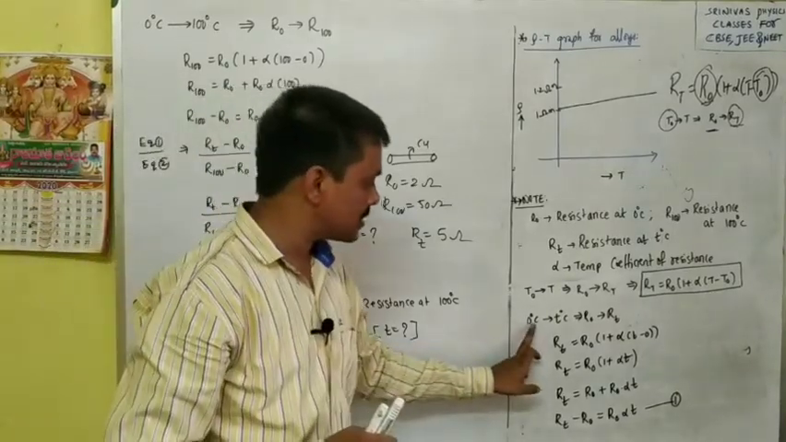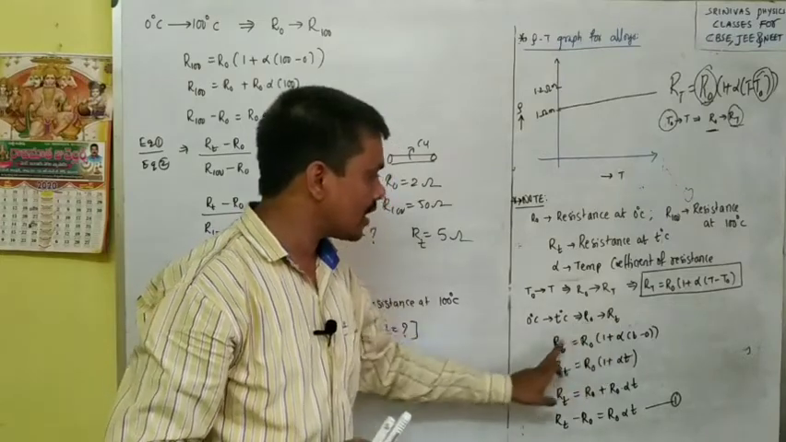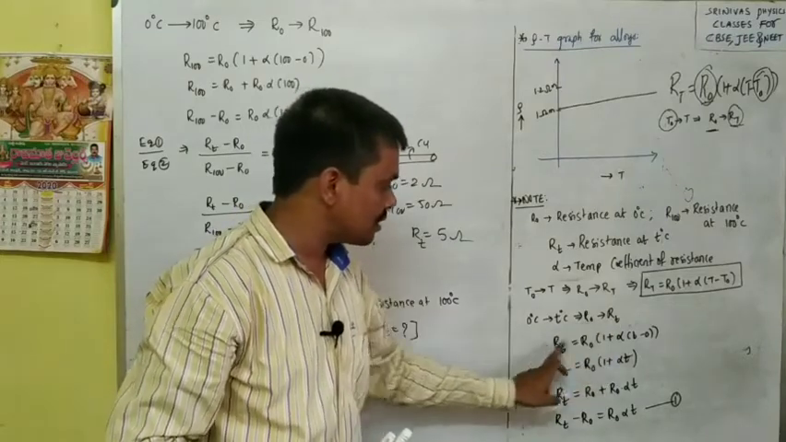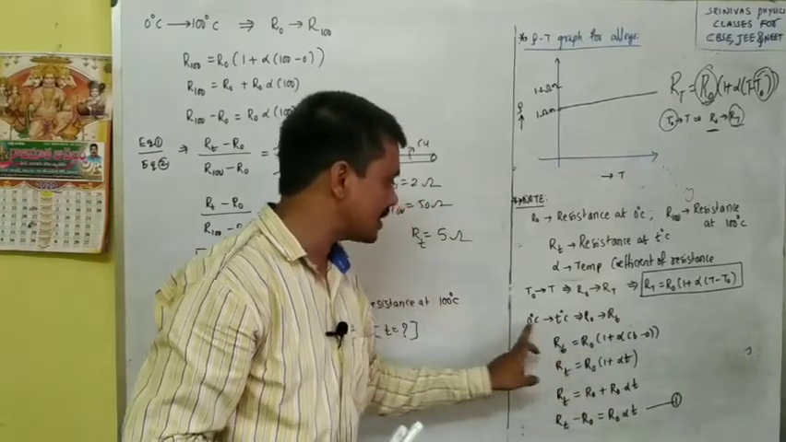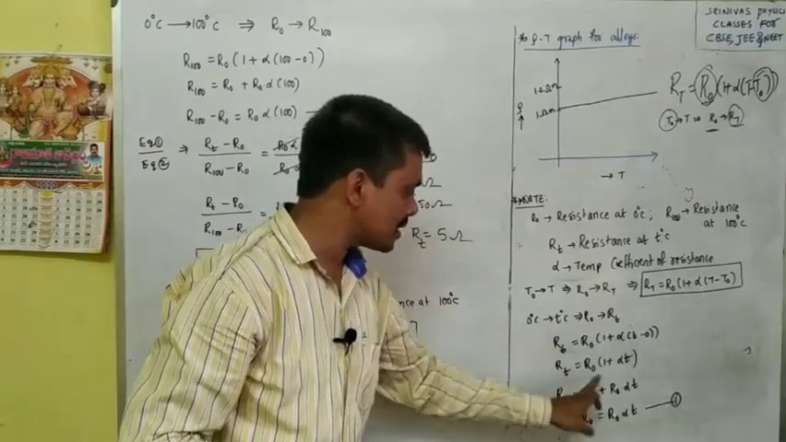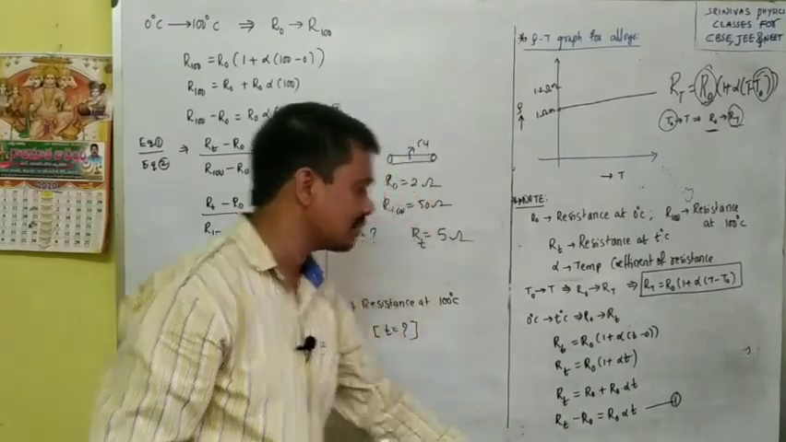First, the temperature changes from 0 to T. The resistance changes from R0 to RT. Then RT, the final resistance, equals the initial resistance R0 into 1 plus alpha into the change in temperature, T minus 0. From this, R0 is multiplied, then we will get this formula. Taking R0 to the left side, we get RT minus R0.